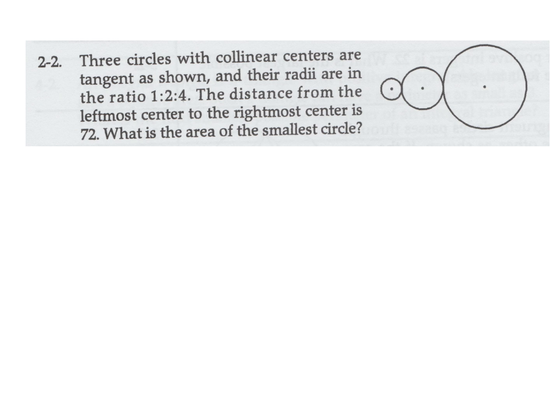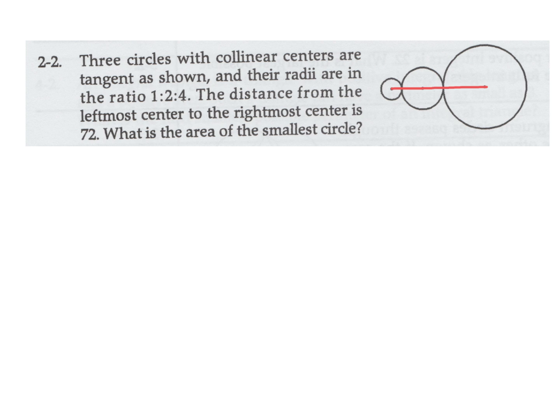Three circles with collinear centers are tangent as shown, and the radii are in the ratio 1 to 4. The distance from the leftmost center to the rightmost center is 72. What is the area of the smallest circle? Let's draw that connection. So there we go. And then let's label it.